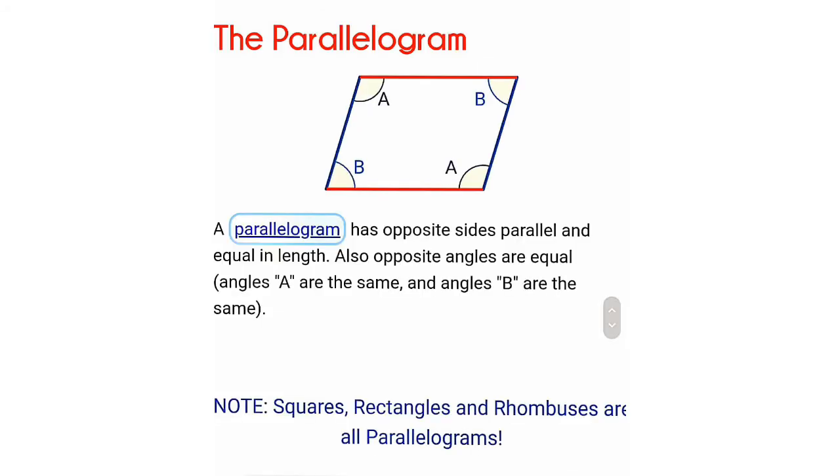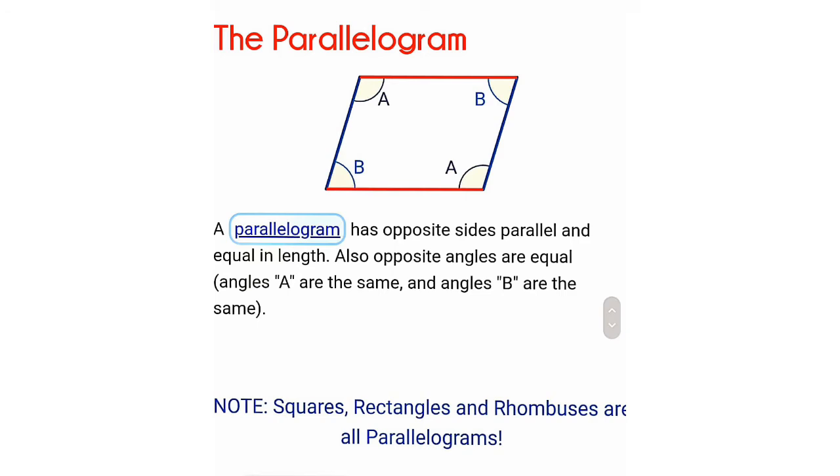Next, we have parallelogram. A parallelogram has opposite sides parallel and equal in length. In a parallelogram, again, we have two lines, blue and red. Have a look, blue lines and red lines. On left and right sides we have blue lines, these two lines are parallel, and up and down we have red lines, these two lines are parallel. So opposite sides are parallel and equal in length.